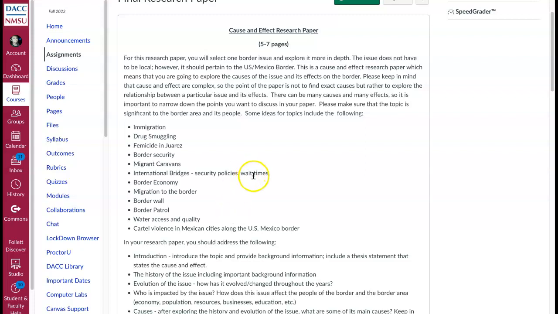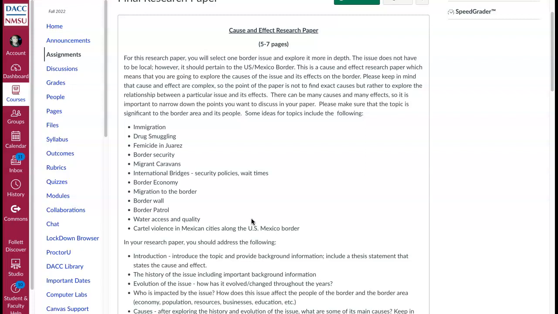So like I said, with the international bridges wait times, the lines really started getting longer after September 11th for obvious reasons. But then they got longer during COVID. So you might want to explore the causes between September 11th, 2001, all the way to maybe 2022, right? So you might want to look at the causes between those 20, 21 years. That's what I suggest, because you don't want to look at a very large time frame, because then you're going to come up with hundreds of causes possibly.